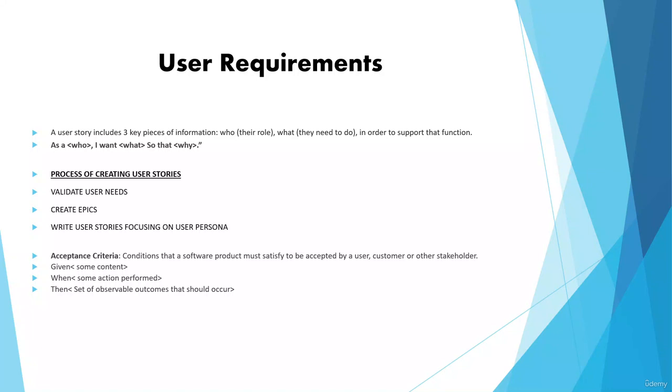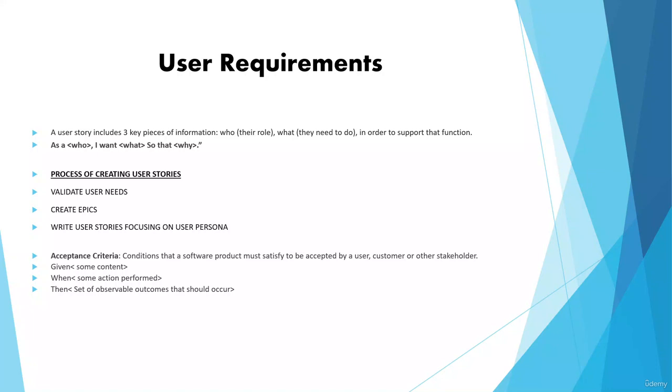So, what are the steps a business analyst takes to create the user stories? A user story includes three key pieces of information: who, which is their role; what, which is what they need; and why. As a who, what is I want, and the why is so that I can have that functionality.